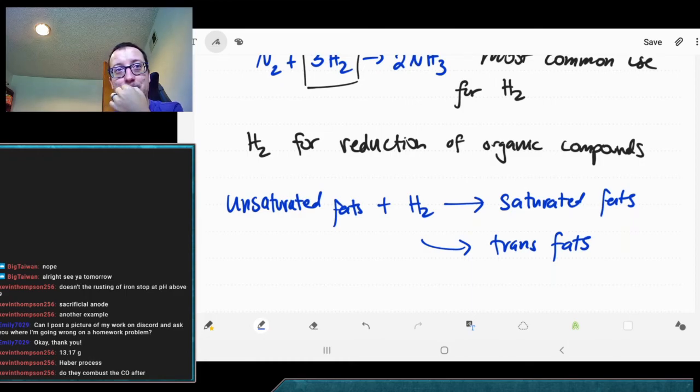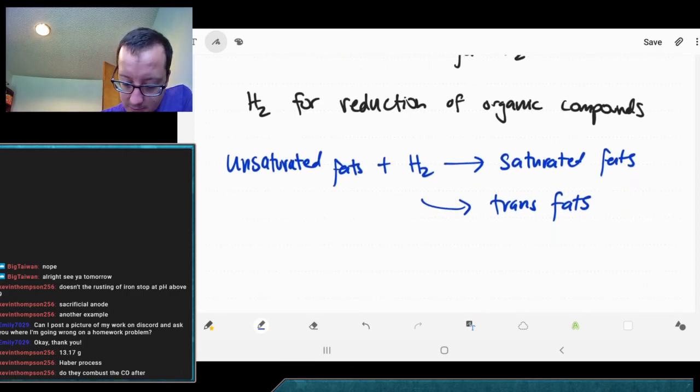It's another use for it. Unsaturated fats are liquids, saturated fats are solid, trans fats are solids. They're spreadable. So for convenience, having it as a solid can be useful. So that's one way they'll use it, and another way there. So let's see.